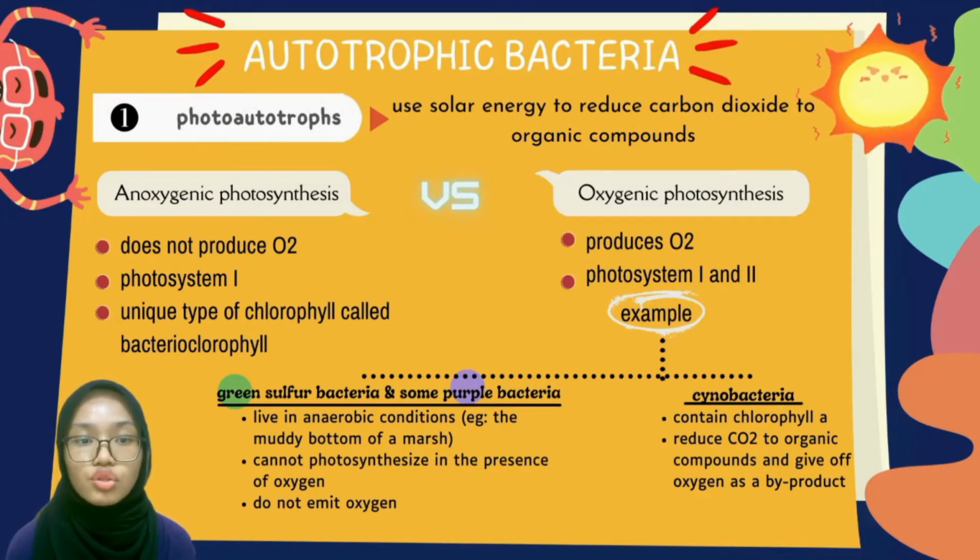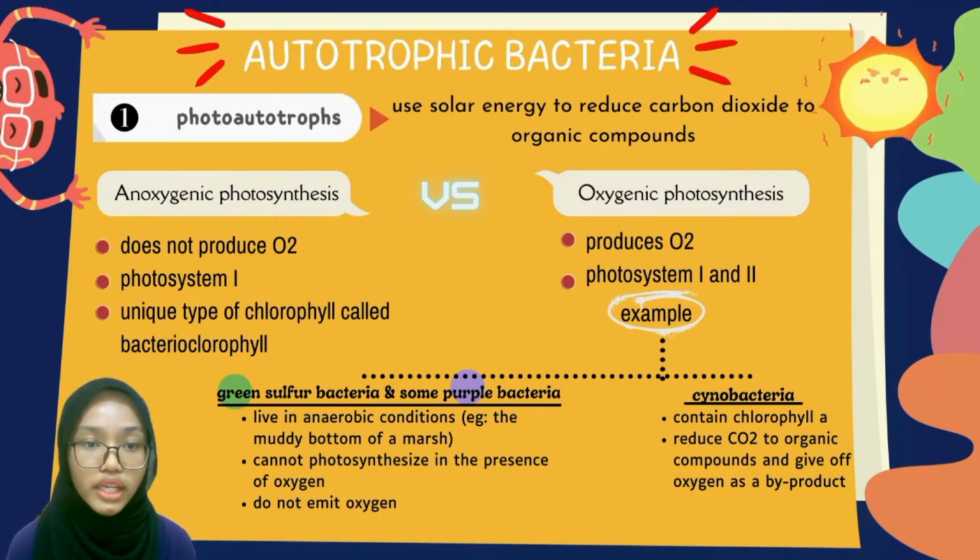Photoautotroph bacteria use solar energy from the sun to reduce carbon dioxide to organic compounds. Photoautotroph bacteria are also divided into two, which are anoxygenic photosynthesis and oxygenic photosynthesis. For anoxygenic photosynthesis, the bacteria do not produce oxygen, while oxygenic photosynthesis bacteria will produce oxygen. Anoxygenic photosynthesis only carries photosystem 1, while oxygenic photosynthesis carries both photosystem 1 and 2.